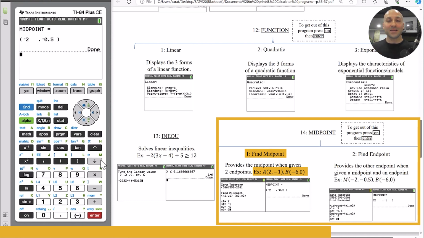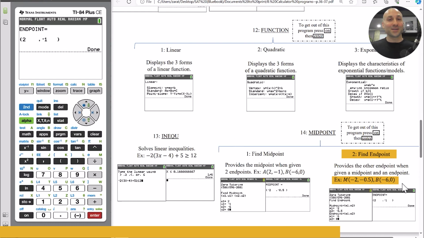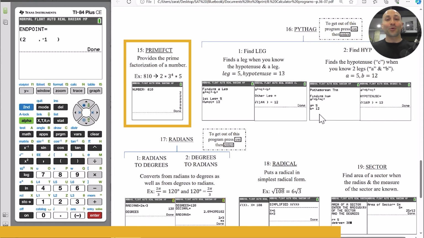Now let's say instead you are trying to find the other endpoint. So I'm gonna use the exact same values that we had before so you can see the power of this program. We'll go to endpoint, which is number 2 here. Here order matters. I have to input the midpoint first. So notice in this previous program, we found the midpoint was -2, -0.5. Let's say that's what we already know is -2, -0.5 for the midpoint, and we know one of the endpoints. So let's say we know -6, so we'll type that one in. And if we're trying to find the other endpoint, it does it for us. So pretty neat. So on to the final slide and program number 15.